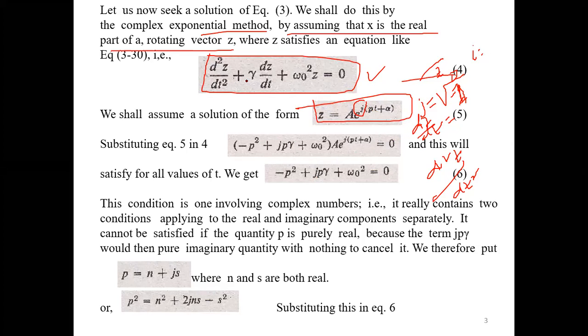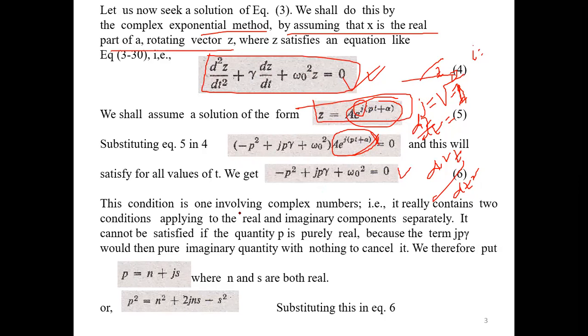So finally, if you substitute, this common factor will be this one. If you take this common, and substitute dz/dt and d²z/dt² in this equation, it will become minus p² plus jpγ, where jp comes from differentiating once, and then plus ω² equal to 0. So this is the multiplication of two terms being 0. Actually, the common factor is not 0, so this term has to be 0.